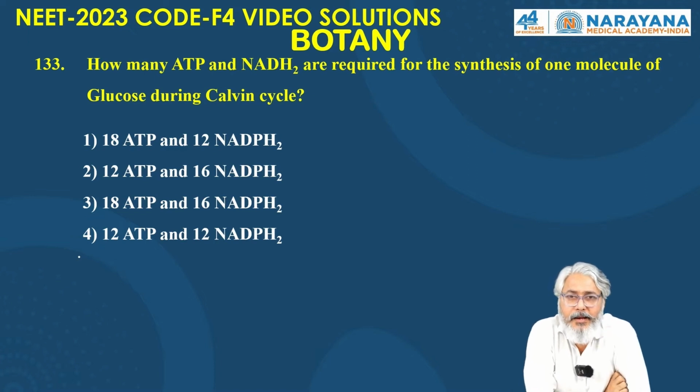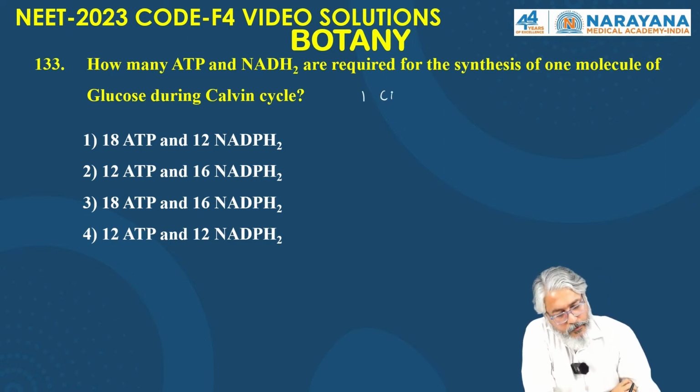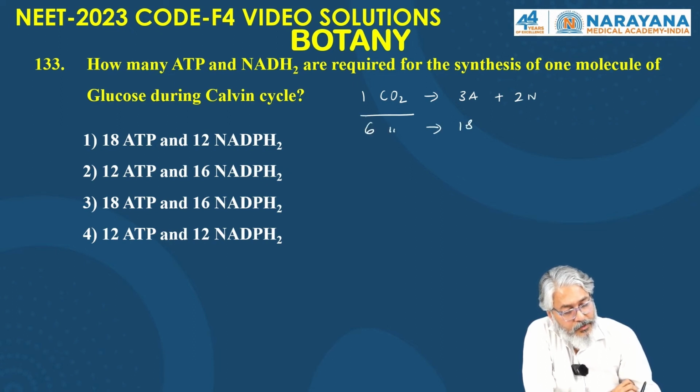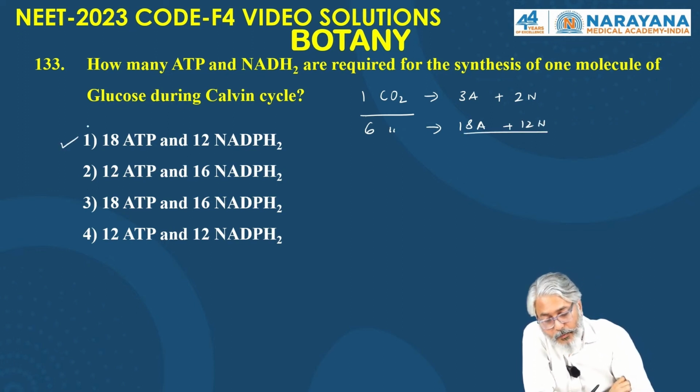How many ATP and NADPH are required for the synthesis of one molecule of glucose during Calvin cycle? For 1 CO2, 3 ATPs plus 2 NADPH. For 1 glucose, 6 CO2 are required. So 6 into 3, 18 ATP plus 12 NADPH, and the answer is the first option.